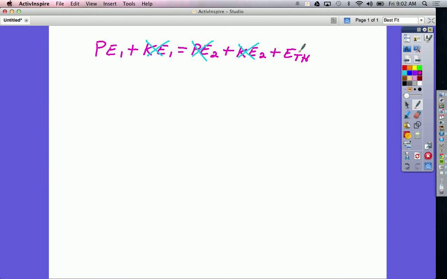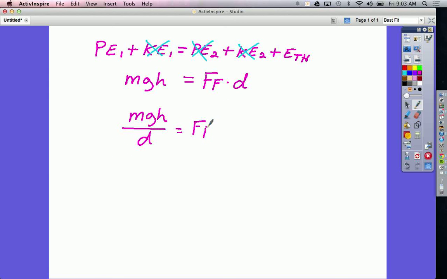So now we're going to expand our potential energy equation to what variables make that up, which is mgh. And the only thing left on the right side of the equation is the thermal energy, which is the work done by friction, given by friction times the distance it slides. Now what we're looking for here is the force of friction acting on the orange crate. So we're going to have to divide our distance slid to the other side. So I get mgh divided by d equals my force of friction.